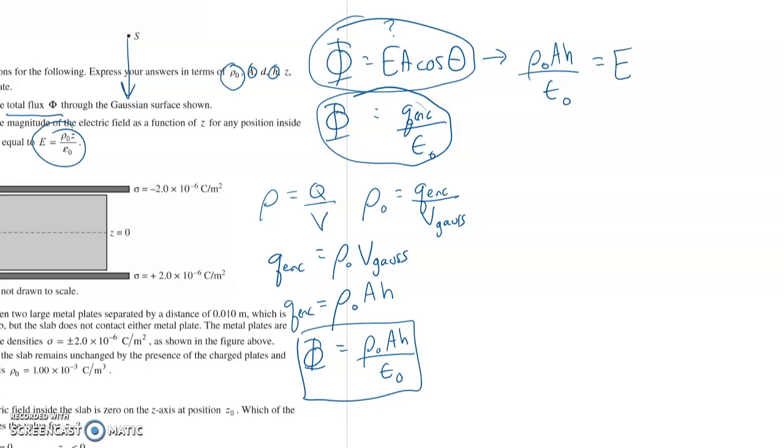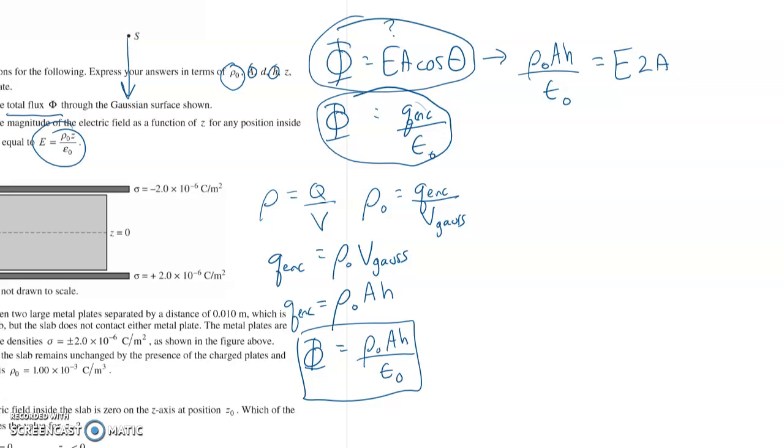We're looking for E. Now, A, what's A? A is the surface area of the Gaussian surface, but it's only the surface area that actually has flux passing through it. If you go back and look at that picture, the side walls of this cylinder do not have flux passing through them. The electric field lines are parallel to the side walls. So it's only the two areas, both of them. So I'm going to do 2A.